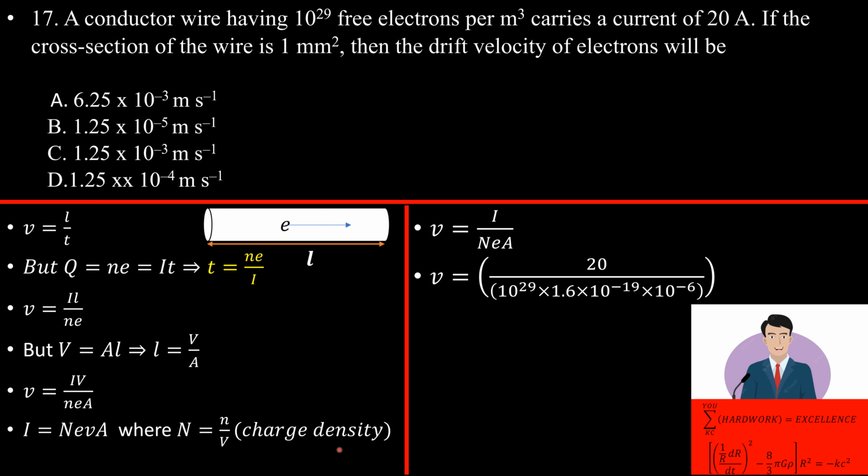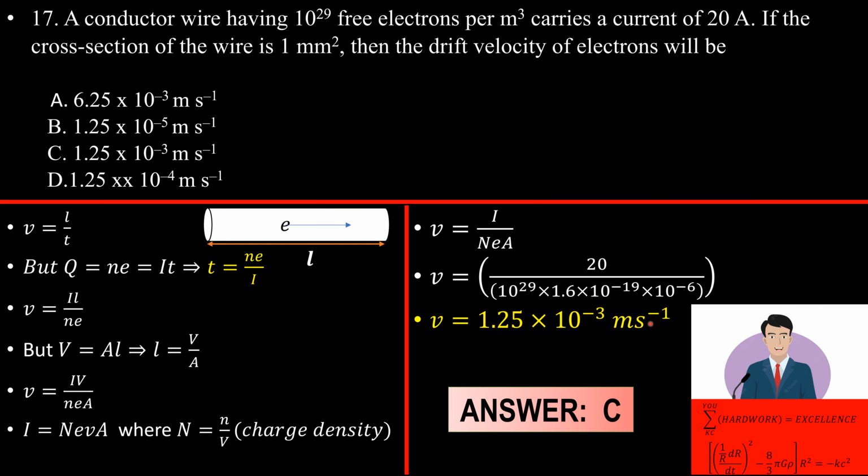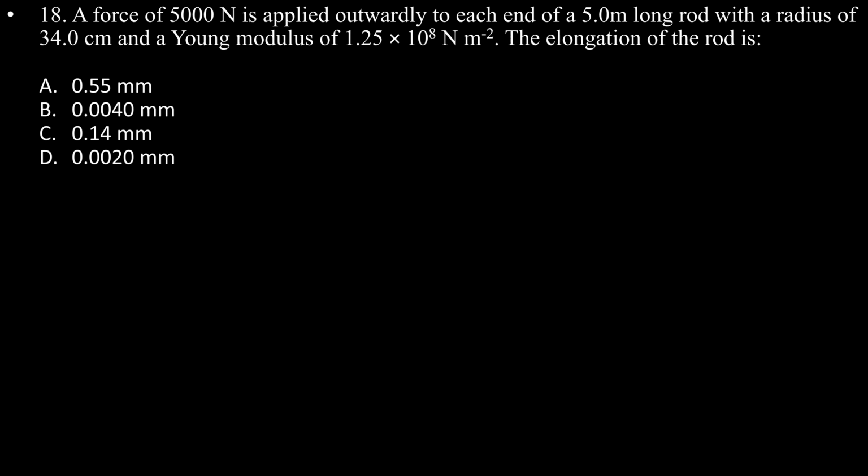Then the electronic charge is 1.6 times 10 to the negative 19, and our cross-sectional area is 1 millimeter squared, which in meters squared is 10 to the negative 6. And so you simplify that, our drift velocity is that, and the answer is C.